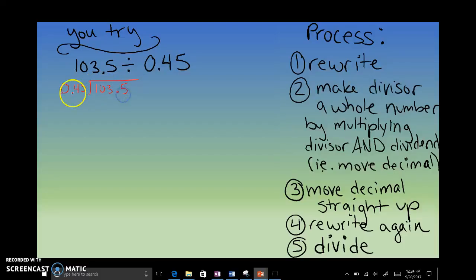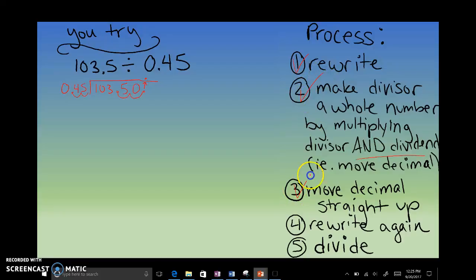Now we're going to look at our division problem, ask ourselves, is the divisor a whole number? In this case, it is not. So we're going to move our decimal point 2 times to make it a whole number, but I have to do it to the dividend as well. So I'm going to take the decimal point and move it 1, 2, and here's where our new location for our decimal point is in our dividend. So before we forget, let's move the decimal straight up so we know where it goes in our answer.